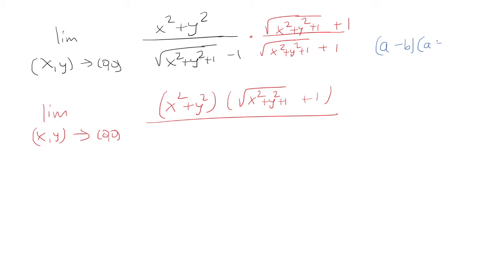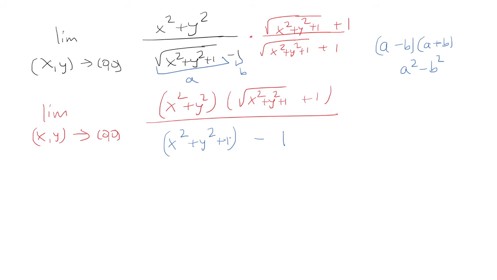And for that, we know it's just a squared minus b squared. So this will play the role of a, this will play the role of b. So you have to square a. In other words, you have to square the square root, and when you square it, the square root goes away. So a squared minus b squared is x squared plus y squared plus 1 minus b squared. B is 1, so b squared is also 1.